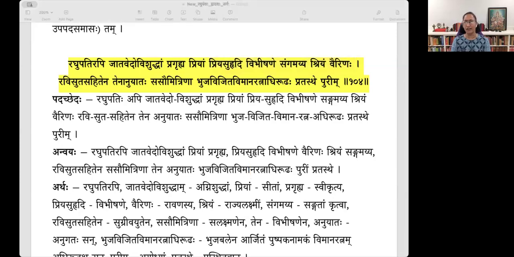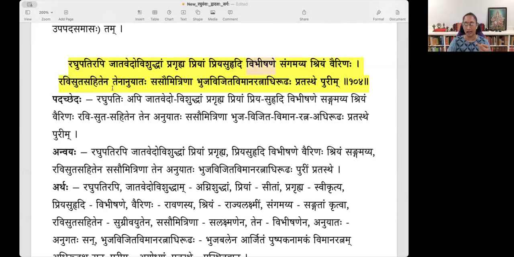Sangamaya is actually having united Vibhishana, his dear friend, with the Rajyam of his enemy. Ravi Suta Sahitena Sasaumitrina Tena Anuyataha. Anuyataha, being followed by Raghupati. He was followed by Sasaumitrina Ravi Suta Sahitena Tena Anuyataha. Tena here is actually Vibhishanena.